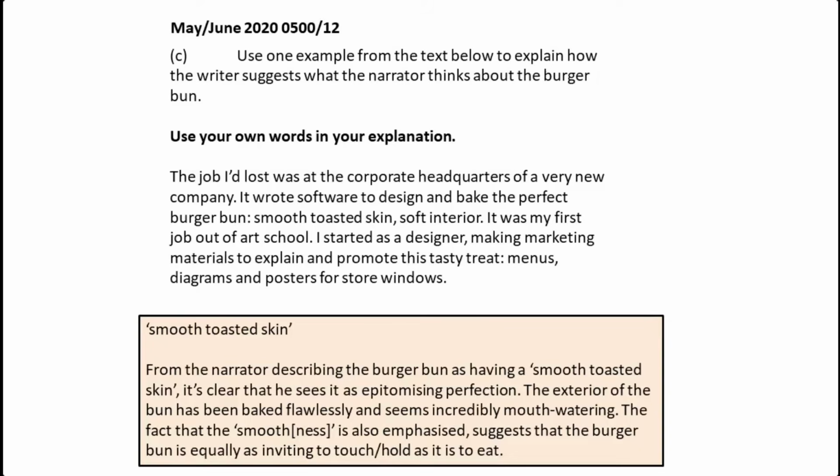Let's take a read of the model response. From the narrator describing the burger bun as having a smooth toasted skin, it's clear that he sees it as epitomizing perfection. The exterior of the bun has been baked flawlessly and seems incredibly mouth-watering. The fact that the smoothness is also emphasized suggests that the burger bun is equally as inviting to touch and hold as it is to eat. I just really love these texts that Cambridge treat us with every single year. Now let's take a look at the last paper.